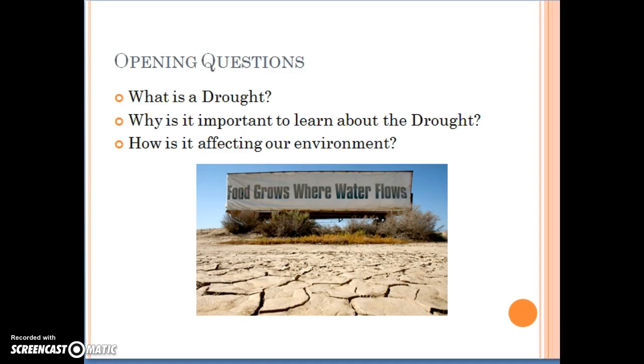Okay, so these are some opening questions that I want you to start thinking about as we progress through our lecture tonight. What is the drought? Why is it important to learn about the drought, and how is it affecting our environment? Also, this picture tells a whole lot about it: food grows where water flows. Obviously there's no water flowing through here, which means we can't grow food.